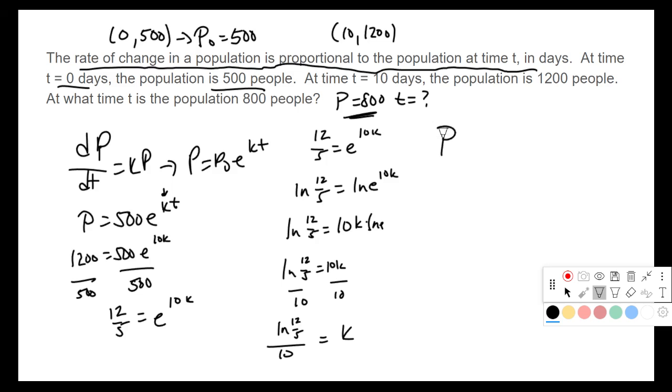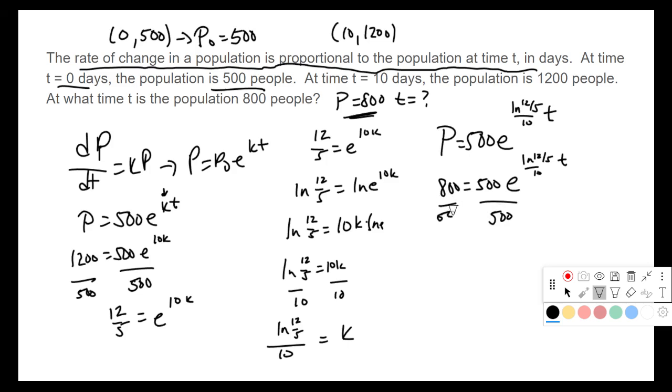So now my equation looks like this. P equals 500 e to the natural log of 12 over 5 over 10 t. And now I want to know how much time it takes for the population to be 800. So I'm going to put 800 in. 800 equals 500 e to the natural log of 12 over 5 over 10 t. All right, so now I'm going to solve this for t. Divide both sides by 500. You have 8 over 5 equals e to the natural log of 12 over 5 over 10 times t.